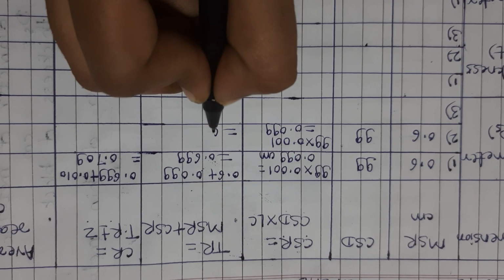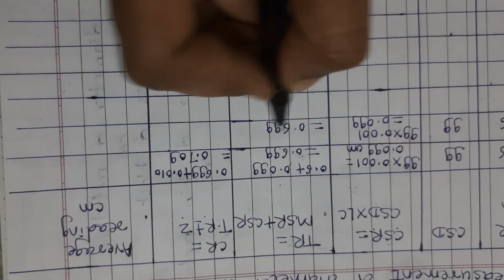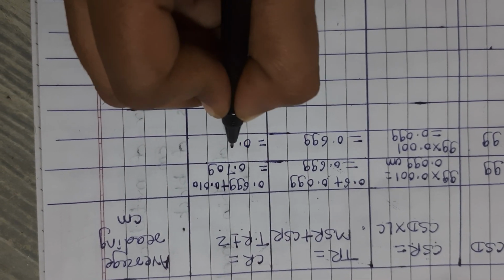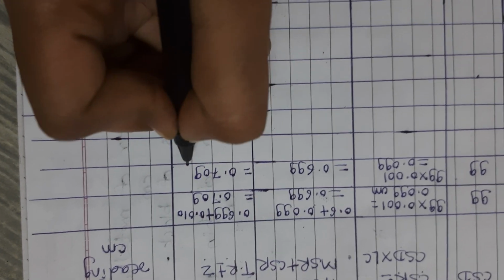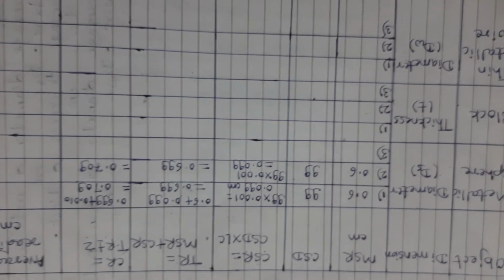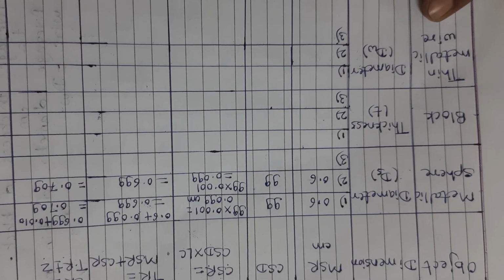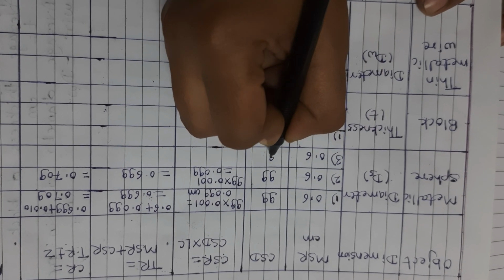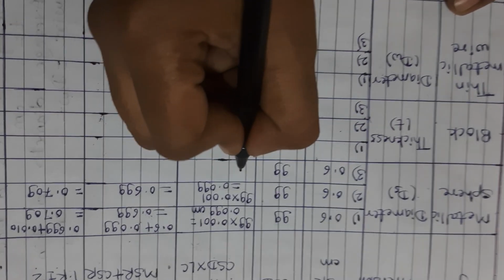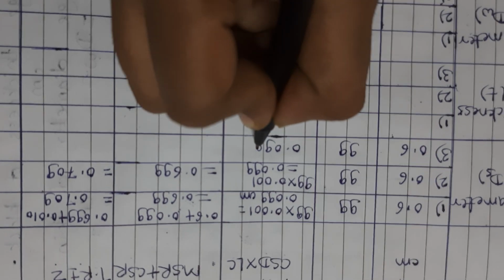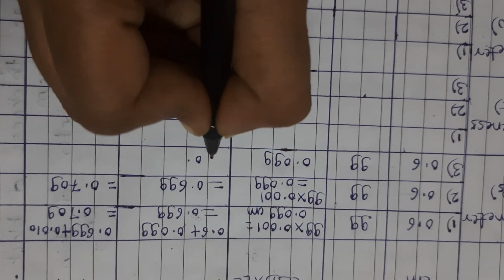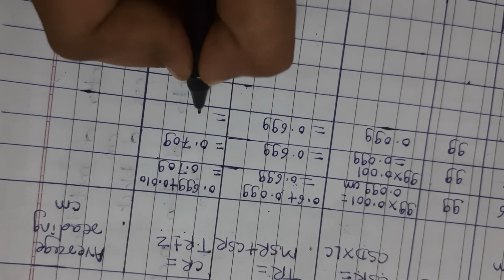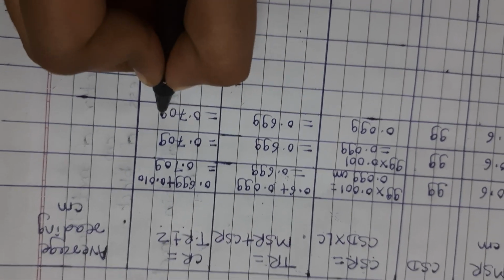The total is 0.699, and the zero error correction is the same, therefore we get the same corrected reading 0.709. Here the instruments are the same and therefore we again write the same readings: 0.6, 99, 0.099, total reading 0.699 and corrected reading 0.709.